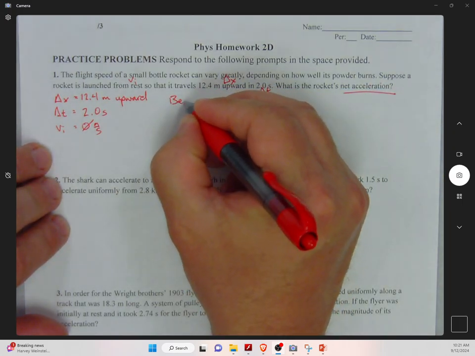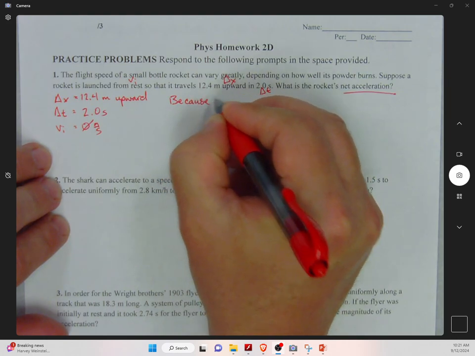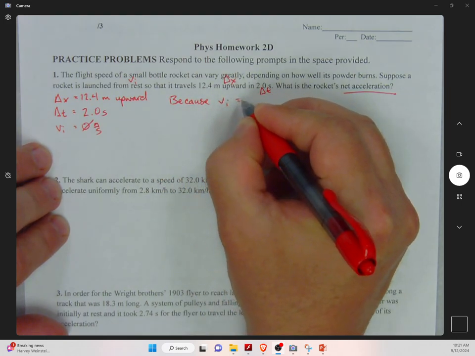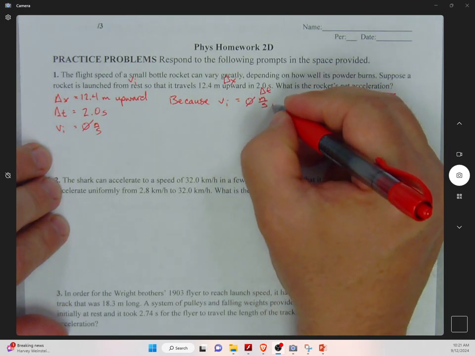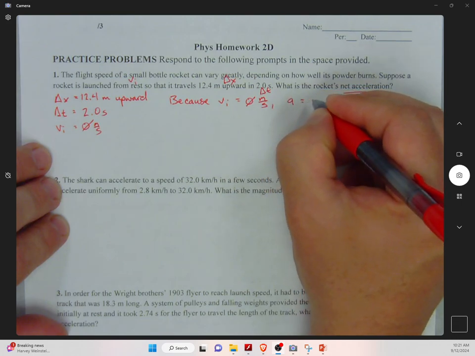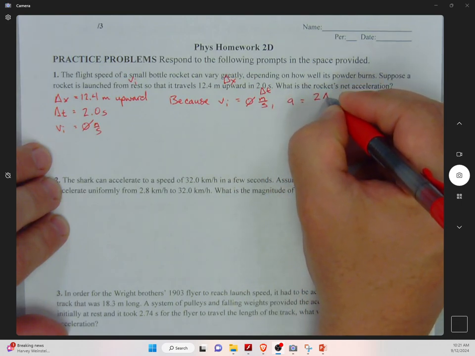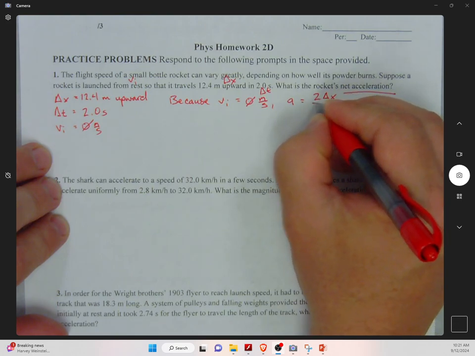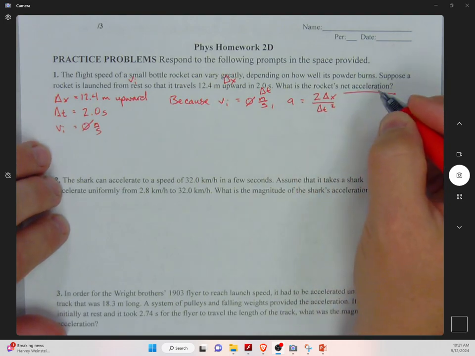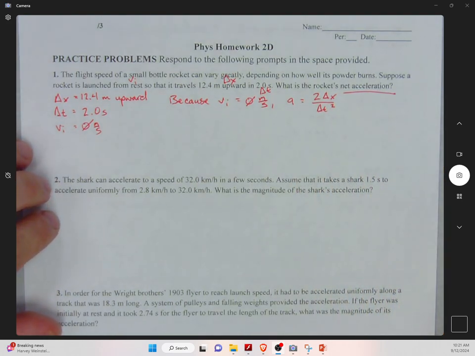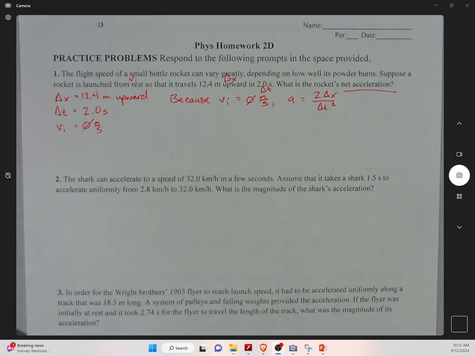So because initial velocity is 0 meters per second, acceleration is equal to 2 delta x divided by delta t squared. All right, so this is the equation that I'm going to use and actually plug and chug.